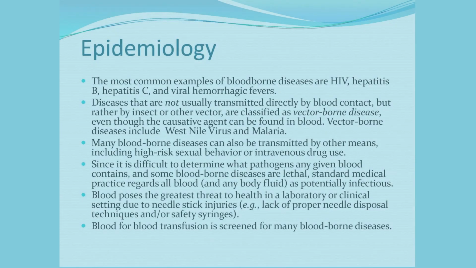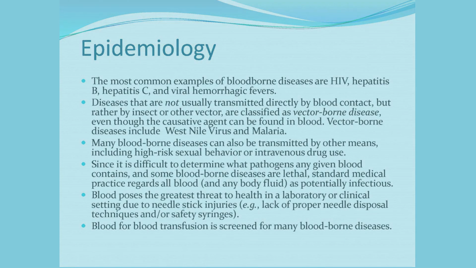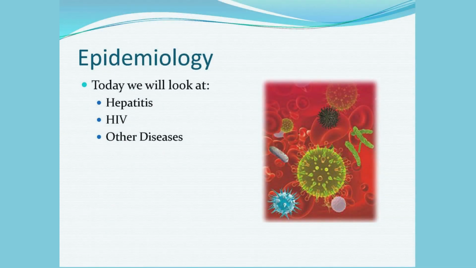Bloodborne diseases such as HIV, hepatitis B, hepatitis C, and viral hemorrhagic fevers have varying levels of risk and modes of transmission. Some diseases, like West Nile virus or malaria, are technically present in blood but are transmitted through vectors like insects. Because it is impossible to know what pathogens may be present, standard practice treats all blood and body fluids as potentially infectious.